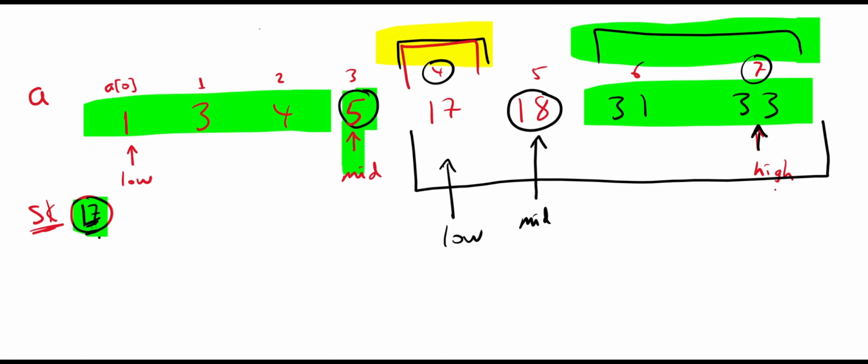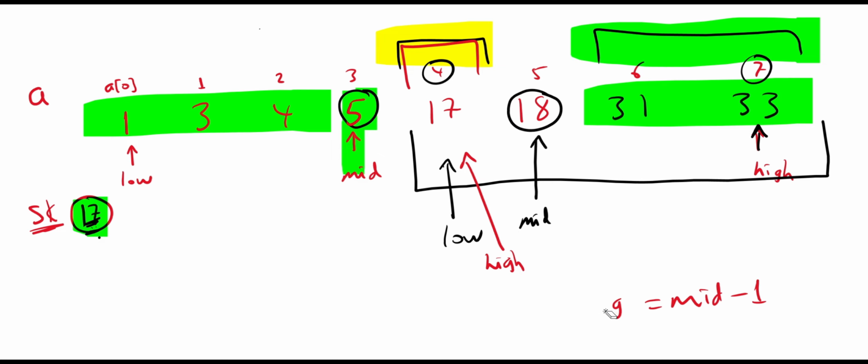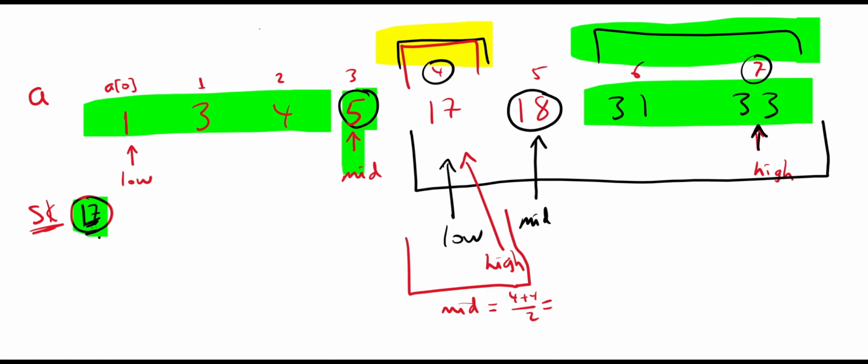Then I need to move high from here to here. So I say, high is equal to mid minus 1. Okay, and high will point to this position. And here I will find mid, because I'm going to check this part. Mid is equal to low plus high over 2. It is 4 plus 4 over 2, and the result is 4.